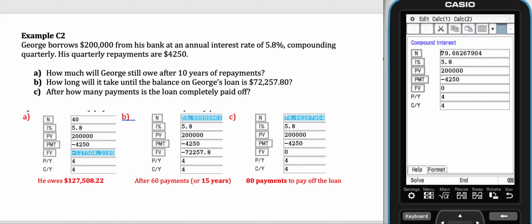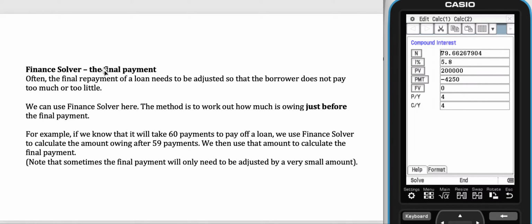Okay, and on that note, often a question will ask us to find out what the final payment is, because in many cases the final repayment needs to be adjusted. If you've borrowed money, you don't want to pay back too much, right? But also the bank doesn't want you to pay back not enough. So we often have to adjust the final payment to make sure that what's owing at the end is exactly $0. Finance Solver can be used here, but we have to work in two steps.